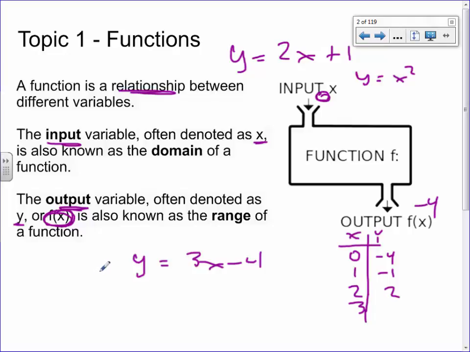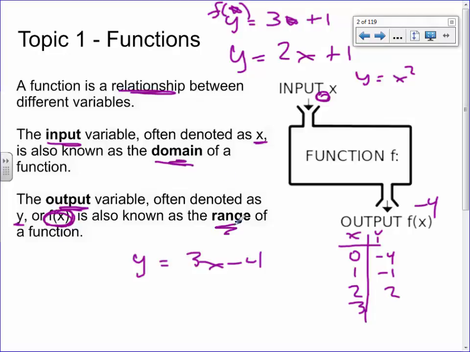Essentially what it means is that x is the letter that we're using for the equation. If we wrote the equation y equals 3 star plus 1, you could write it as f bracket star, because star is your variable. Whatever variable you have, that's what goes in the brackets.